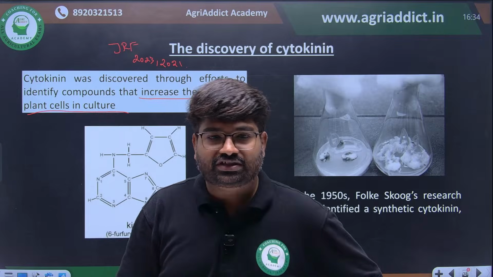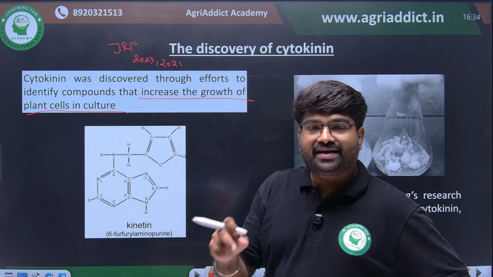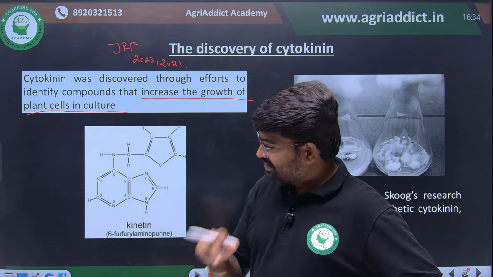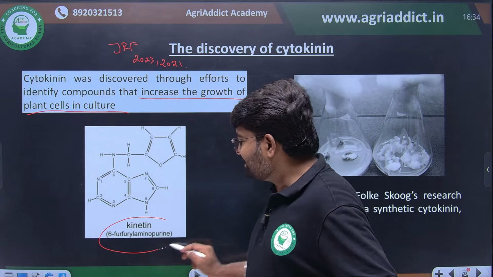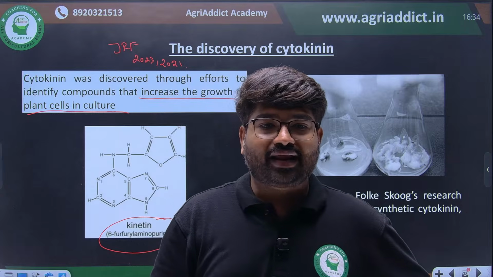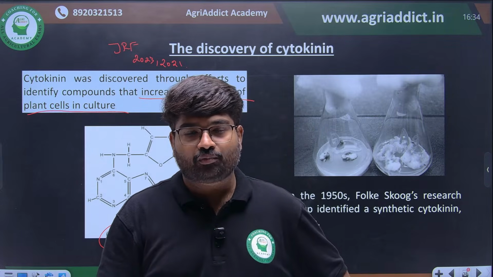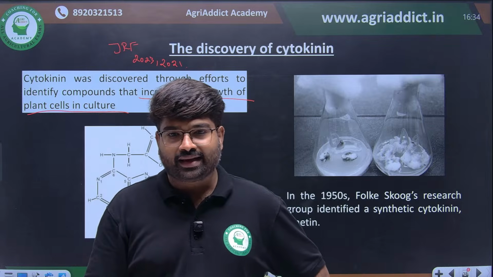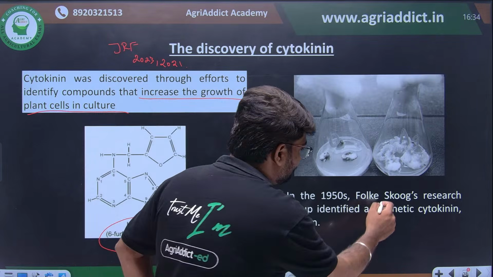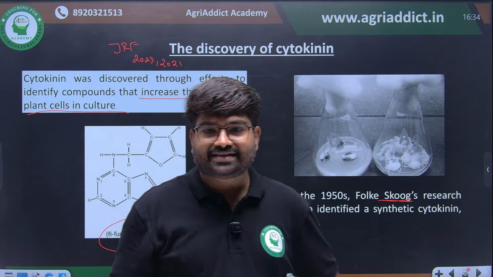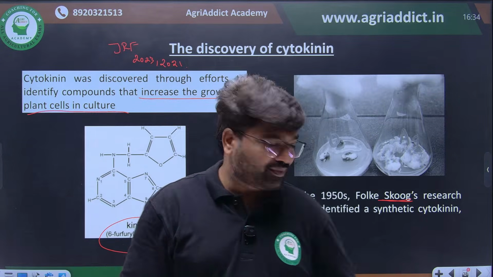The second most important thing: cytokinin or kinetin is a breakdown product of DNA. It is a 6-furfuryl aminopurine compound. It is a breakdown product of the DNA molecule. Skoog is the scientist who first identified this kinetin. So what is this kinetin? It is a synthetic molecule.